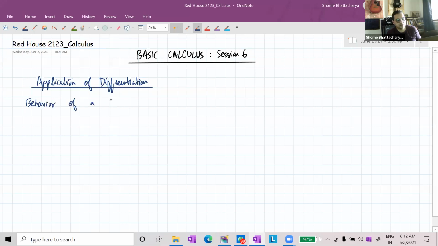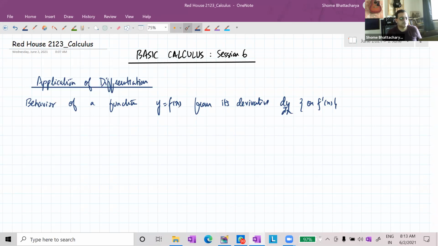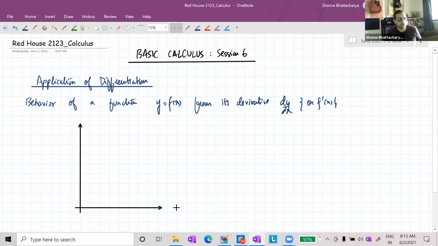Behavior of a function, let's say y is equal to f(x), from its derivative dy by dx, or that's the same thing as, in short form, what we write as f prime x. Okay, so how do we understand the behavior of a function? So imagine that we have some kind of function whose graph is, let's say, something like this.